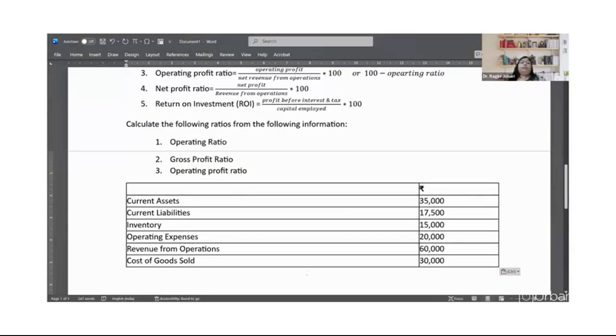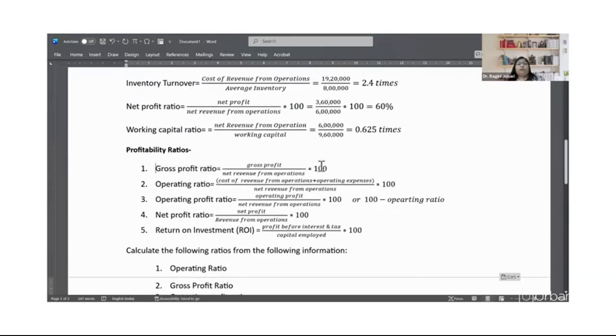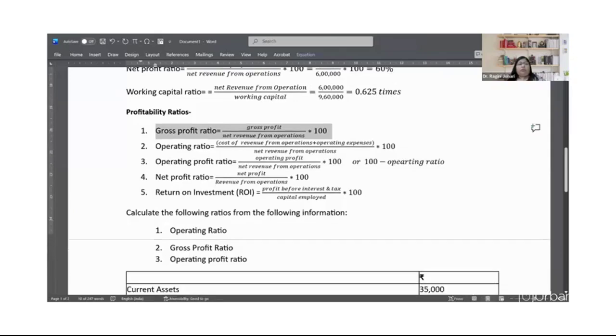So students, this is a question. We are given certain information from the balance sheet of the company, and then we are asked to find out three ratios: operating ratio, gross profit ratio, operating profit ratio. So let's find out these ratios. Let's start with the gross profit ratio. This is the formula for gross profit ratio. So we start with gross profit ratio only.